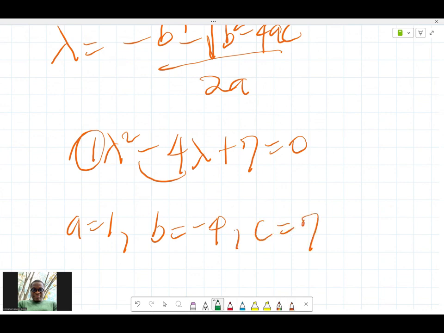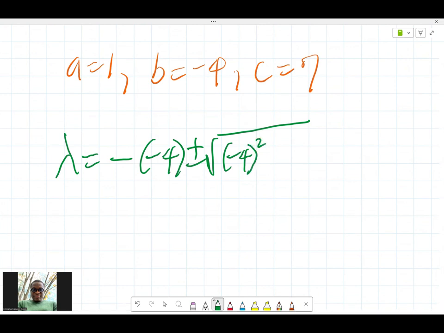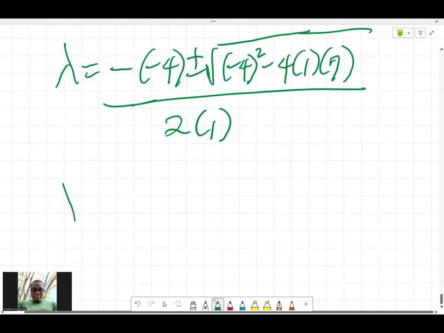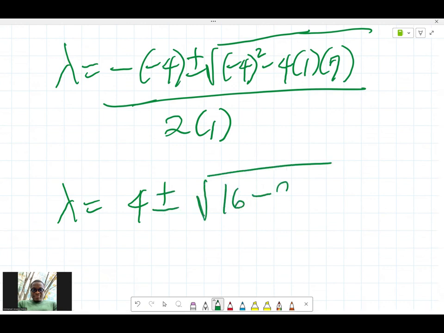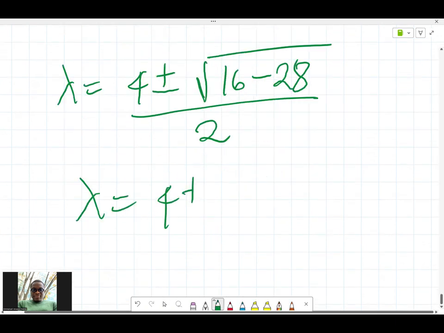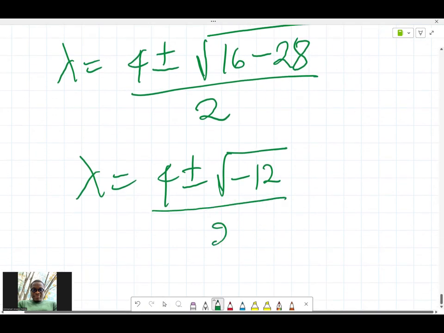Okay, with that in place, lambda is equal to minus minus 4 plus or minus square root of minus 4 squared minus 4 into 1 into 7, all over 2 times a, that's 2 times 1. So lambda is equal to 4 plus or minus square root of 4 squared is 16, 4 times 7 is 28, all over 2. So we have lambda to be 4 plus or minus square root of 16 minus 28, which is minus 12, all over 2.